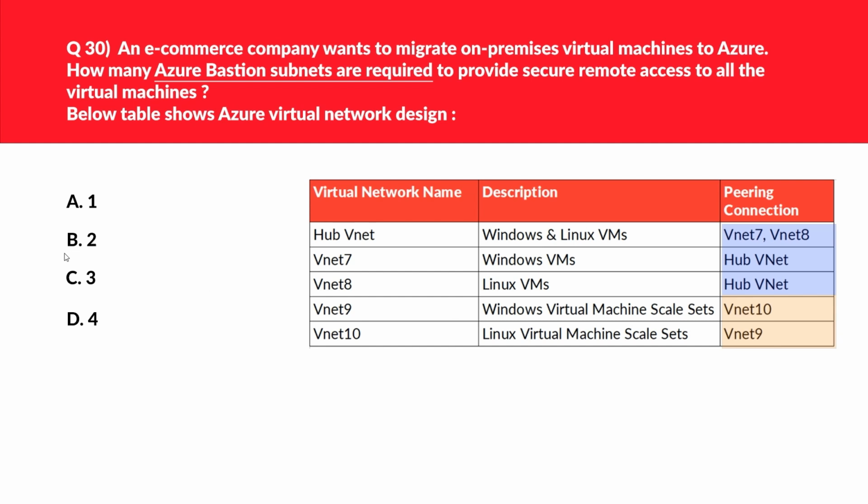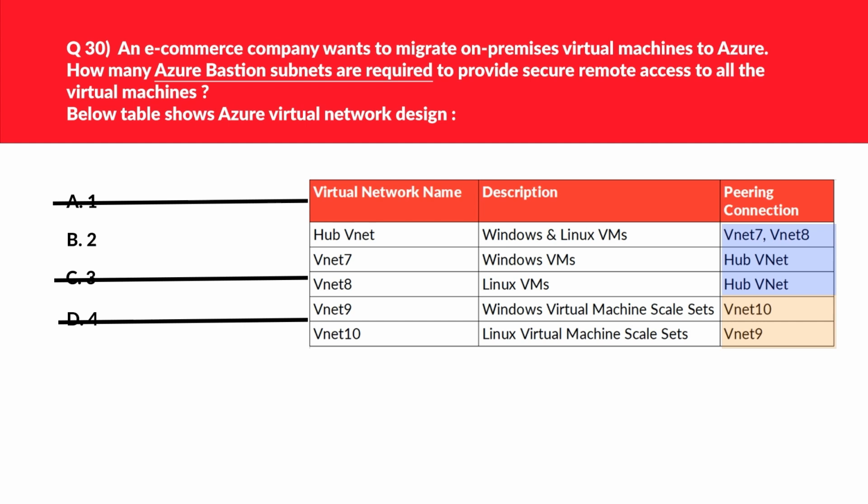If we look here in the options, option B contains 2. So we need a minimum of 2. Hence we'll keep option B, reject the rest and lock it as the correct answer.